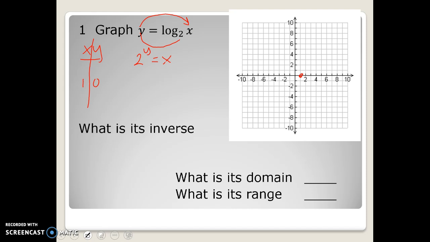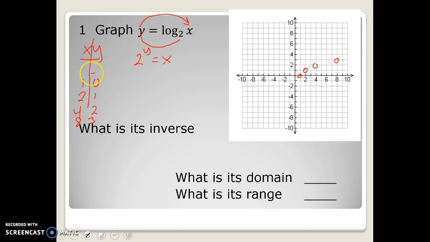Let's plug in other numbers. I know that if I plug in a y value of 1, then 2 to the first is 2. So that's going to give me the point (2, 1), which is here. I already had a point here. If I plug in a y value of 2, then 2 squared is 4, so I'm going to go over 4 and up 2, which is right here. And I can continue this. I can even go 3 and 8 if I wanted to, which would give me a point at (3, 8).